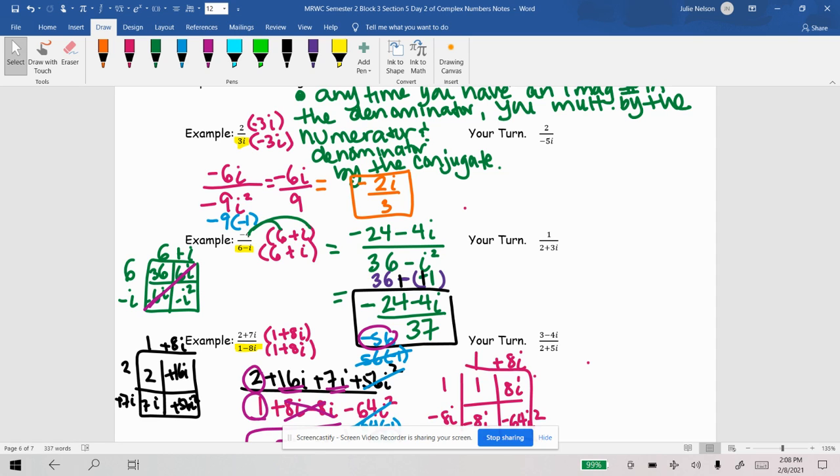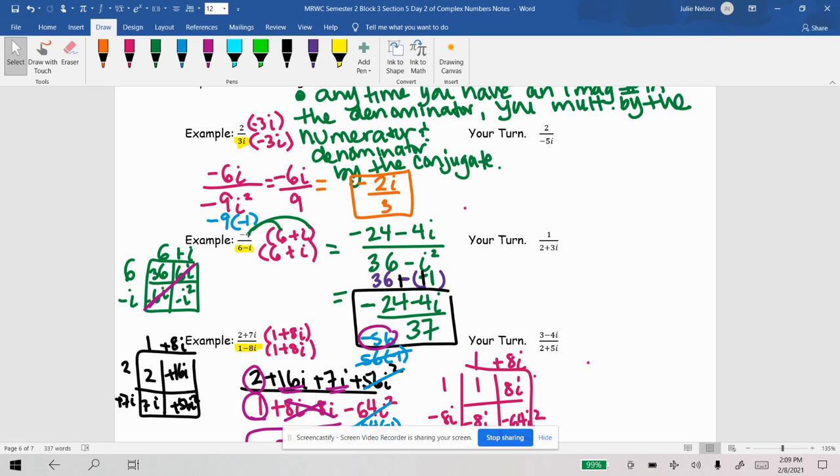Hello. So this is a puzzle just to help you out on dividing by conjugates or dividing by complex numbers and dividing with square roots that have negatives inside of them.